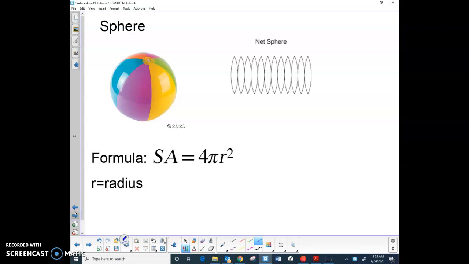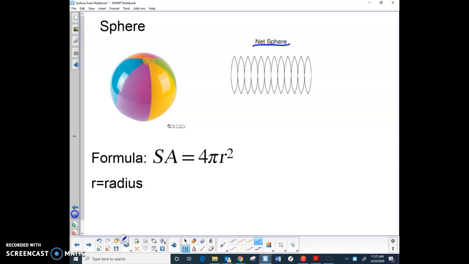And finally, we have surface area of a sphere. Now, I put a beach ball up here because I think it's easy to see how those panels of a beach ball come apart, and you would end up with a net that would look like this. Well, frankly, that's not helpful to me. I still don't know how to find the area of those shapes.